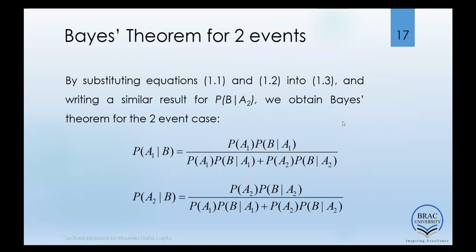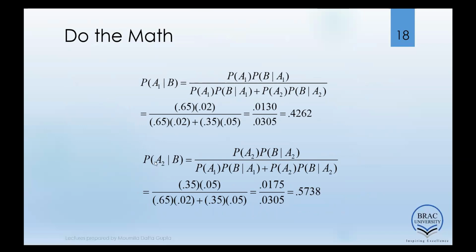Now, by substituting equations 1.1 and 1.2 into 1.3, we can obtain the posterior probability of A1 given B and A2 given B by applying the Bayes theorem. Remember, this theorem is only for two events. And then we can finally compute these two posterior probabilities by simply substituting the values of these terms, and we have the results.